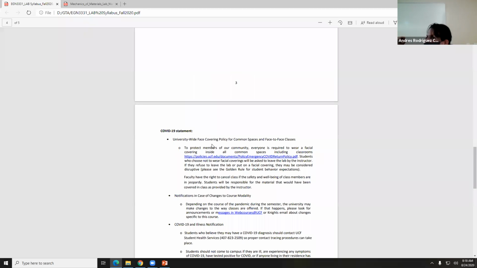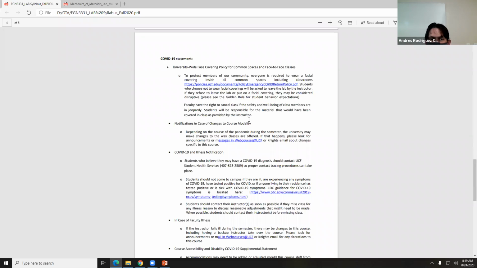So I'm going to explain a little bit how to do the exercises. So this is the COVID statement. In this part, I'm not going to go deeper. You can read a little bit more about this, but the most important part here is that you have to keep social distancing. That is something that we're trying to do in these classrooms.